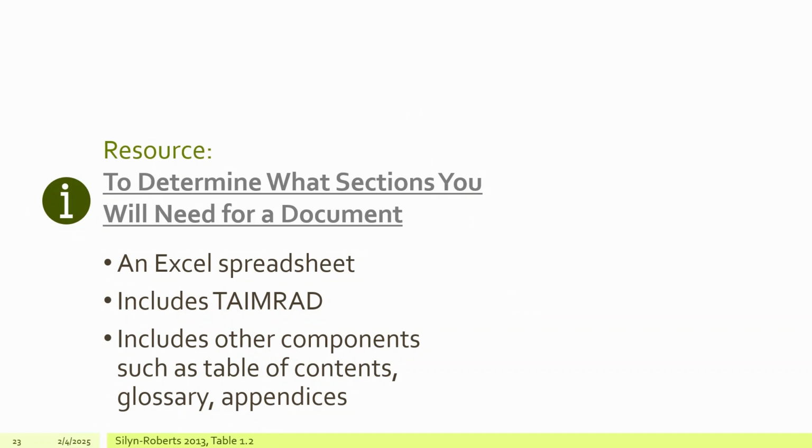To determine which sections you will need for a paper, you can use this link provided below, or you can search Sill and Roberts' ebook called Writing for Science and Engineering: Papers, Presentations, and Reports. Find it on the library website for access to this helpful spreadsheet and many more resources.